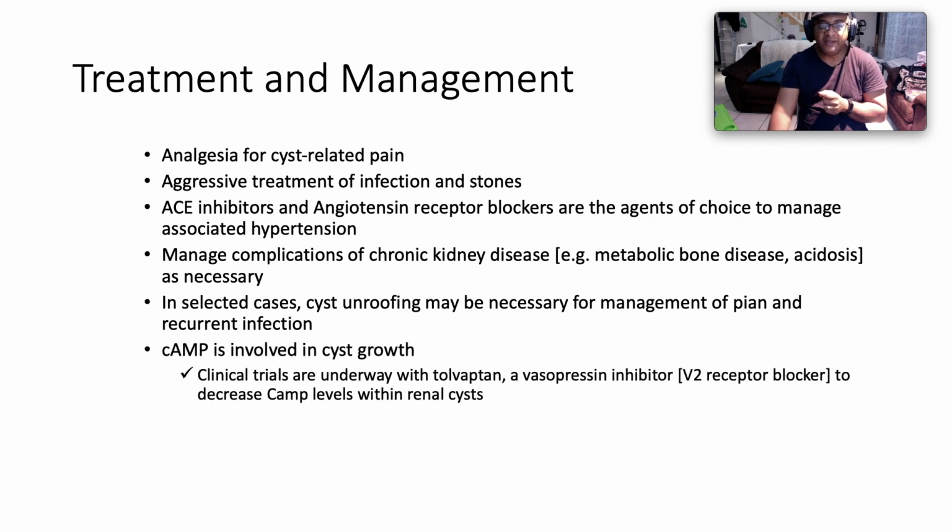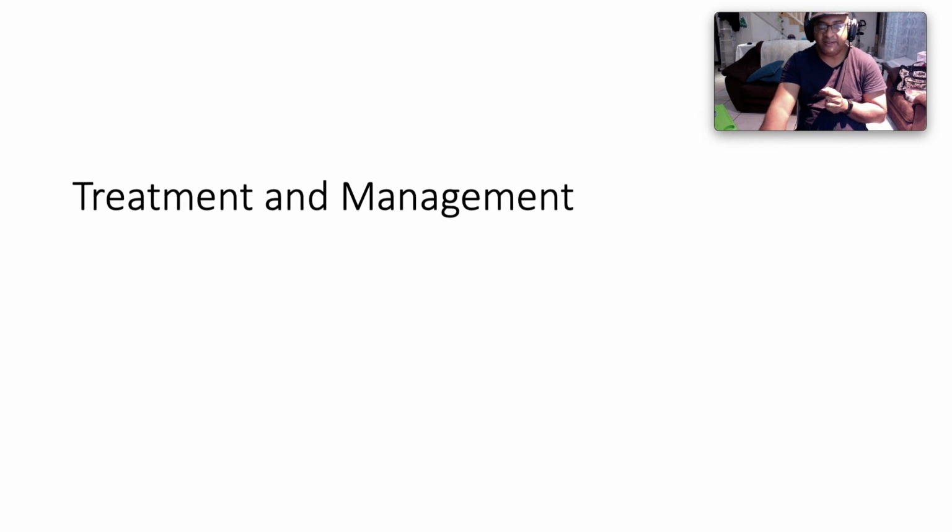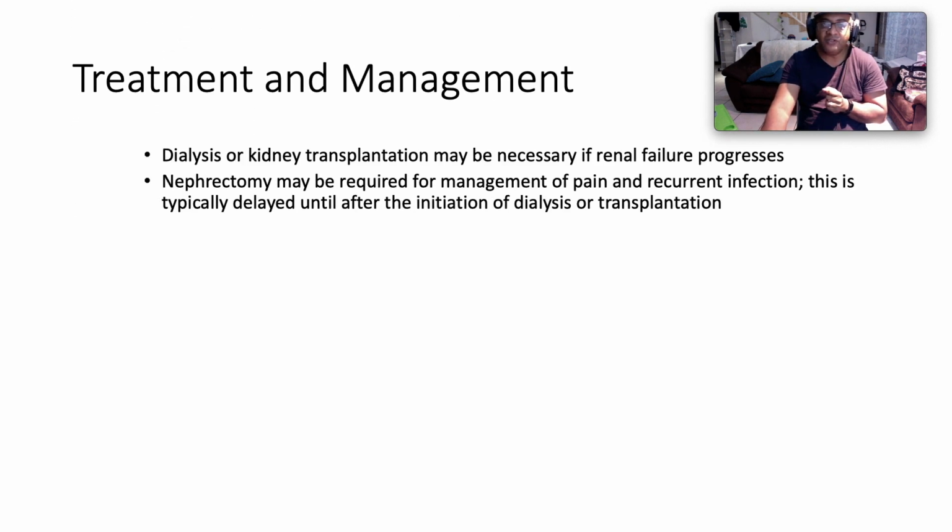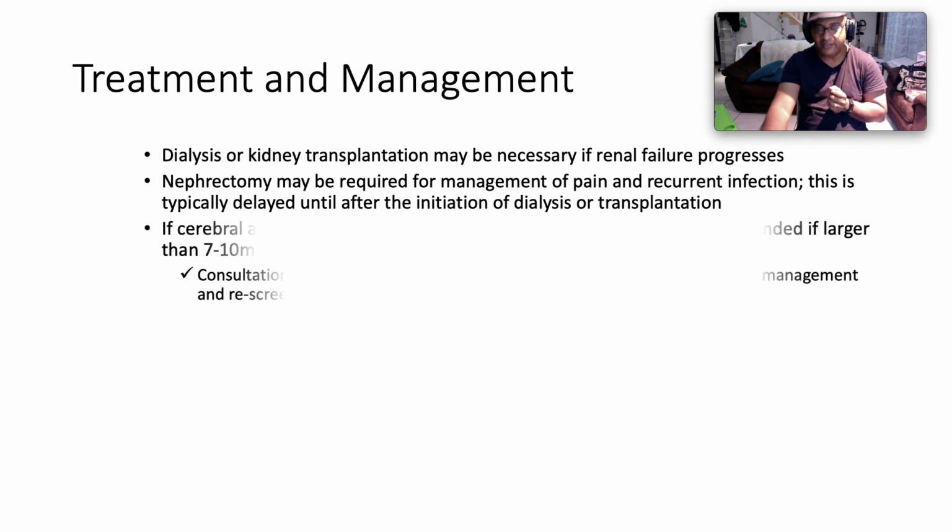All right. Now, cyclic AMP is involved in cyst growth. Clinical trials are currently underway with tolvaptan, which is a vasopressin inhibitor, a V2 receptor blocker, to decrease cyclic AMP levels within the renal cyst, right? Dialysis or kidney transplantation obviously is necessary if renal failure progresses. Nephrectomy may be required for management of pain and recurrent infection.